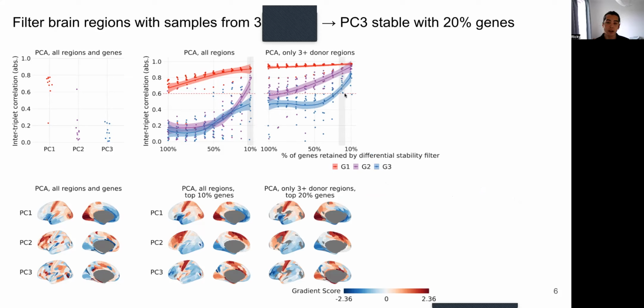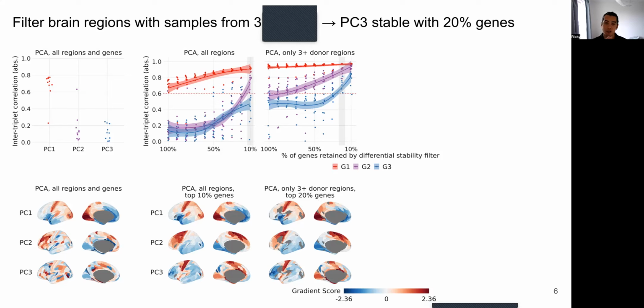And even if we go to the top 20% of genes, we still have pretty high correlations, greater than 0.6 for all 3 of the first 3 principal components. PC4 is down here somewhere, so we're not showing it. So that's better. Now we're retaining the top 20% of genes and getting a generalizable result. But what can we do better still?